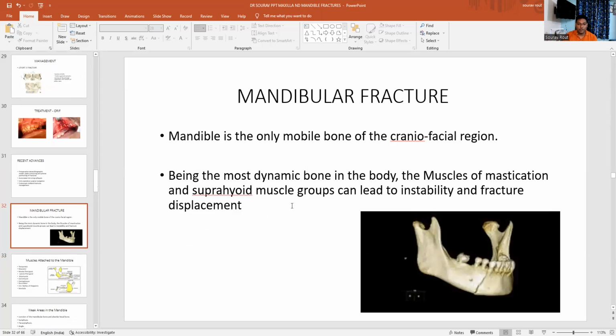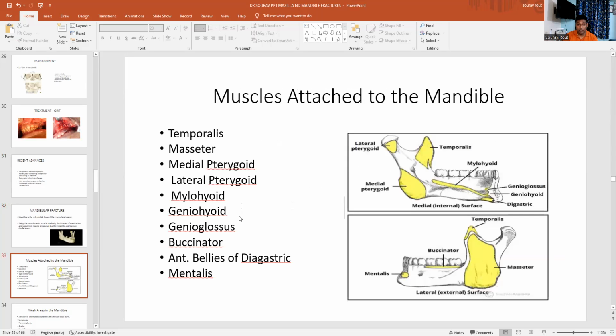Now coming to mandibular fractures. Mandibular fractures are very common, and the mandible is the only bone in the face which is mobile. Being the most dynamic bone, the muscles of mastication and the suprahyoid group of muscles can lead to instability and fracture displacement, as you can see from this picture. There are various muscles attached to the mandible at different sites, which determine the displacement of the fracture segments if the fracture occurs, as well as the movement of them.